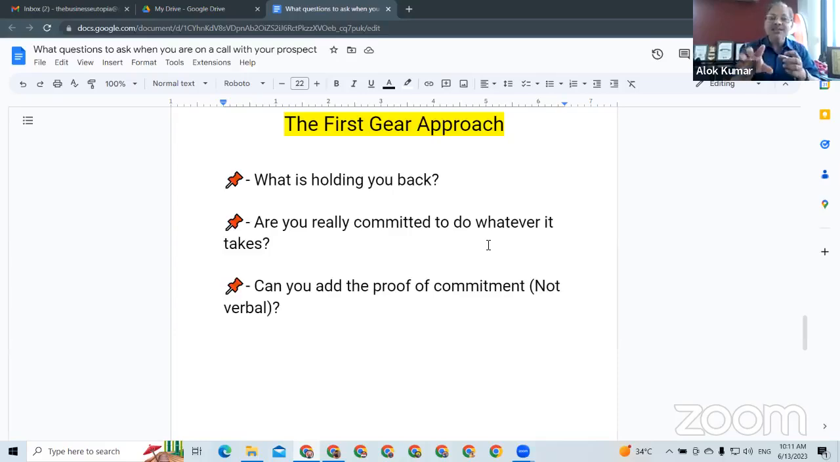Because when you invest, you are serious. When you devote time, you are serious. So especially time and money are the two important factors for the proof of commitment, where you can say, okay, no, this person is really committed. So if they are committed, they have to invest time and money, right? So this is the first gear approach, where you have to take a non-verbal commitment from them. And this is a commitment not for you, for themselves.